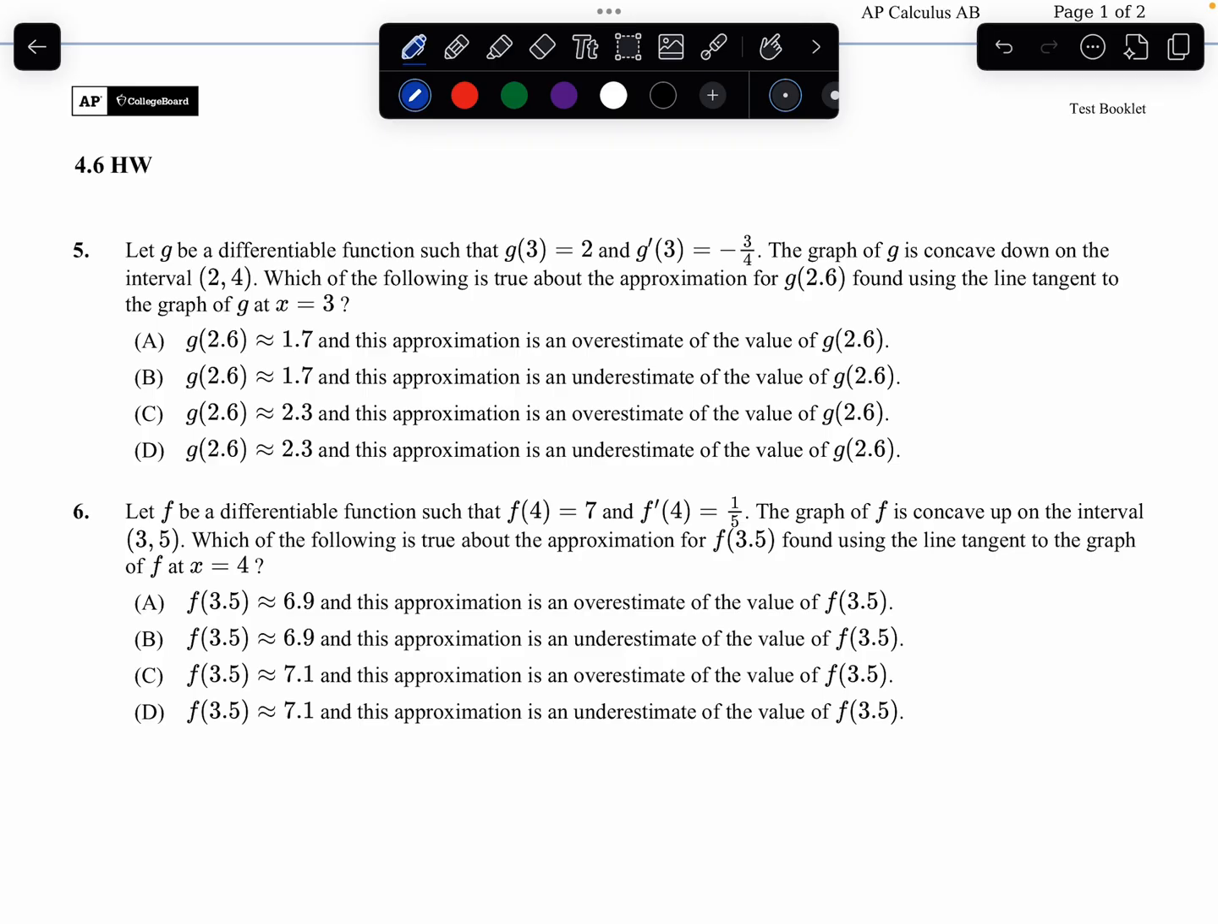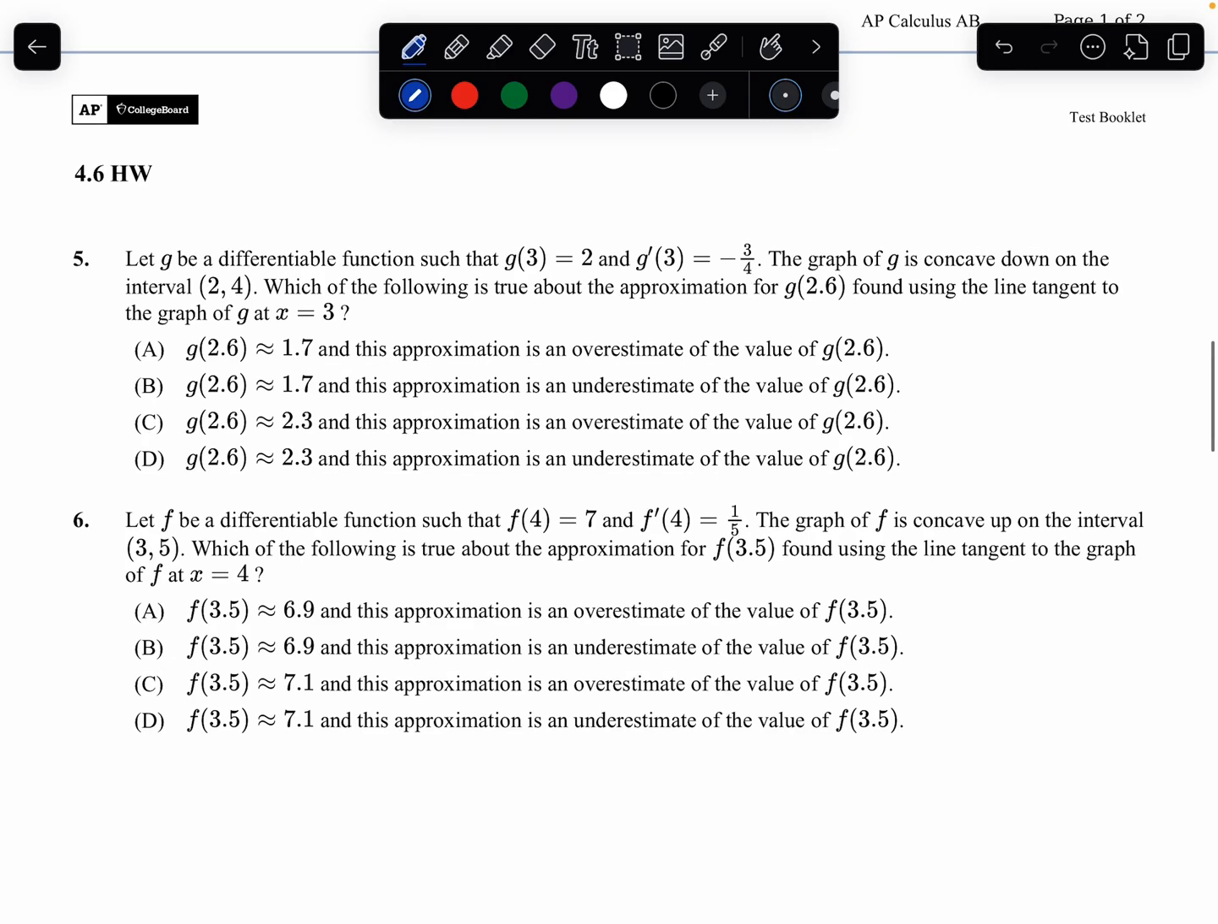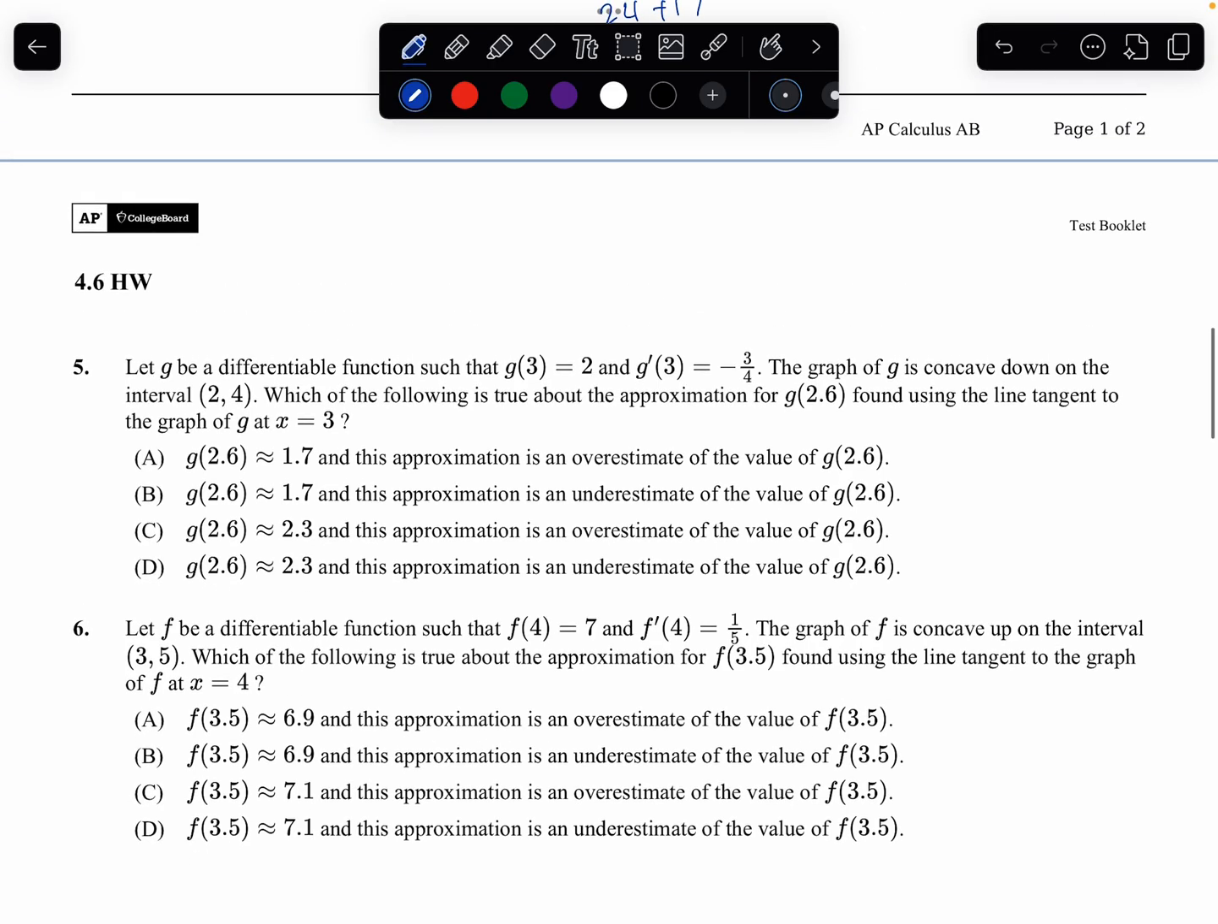But, all right, so let g be a differentiable function such that g of 3 is equal to 2. So y minus 2 is going to be equal to g prime of 3, which is negative 3/4, times x minus 3. And the graph of g is concave down. So that means concave down, which means that it's going to be an overestimate on the interval from 2 to 4. Which of the following is true about the approximation of 2.6?